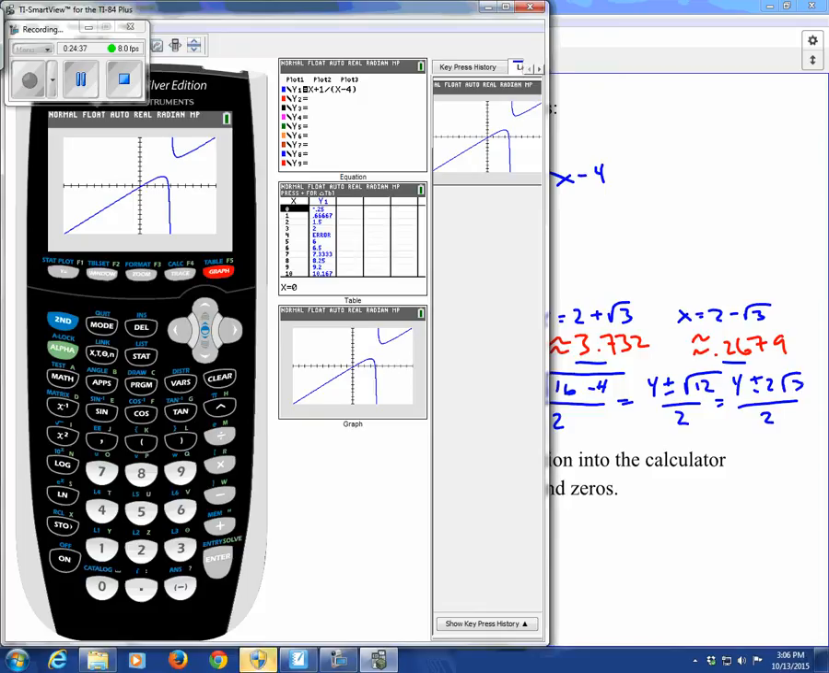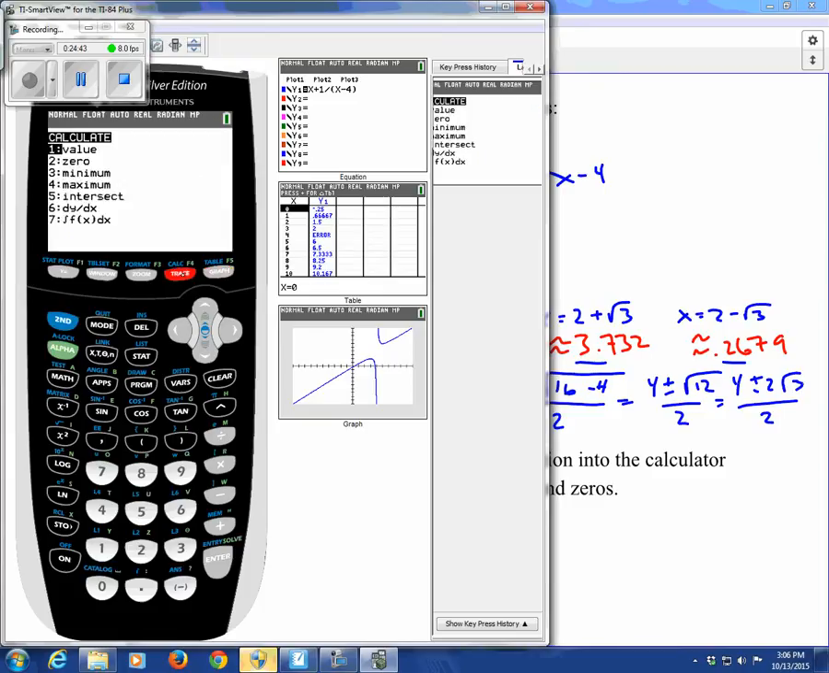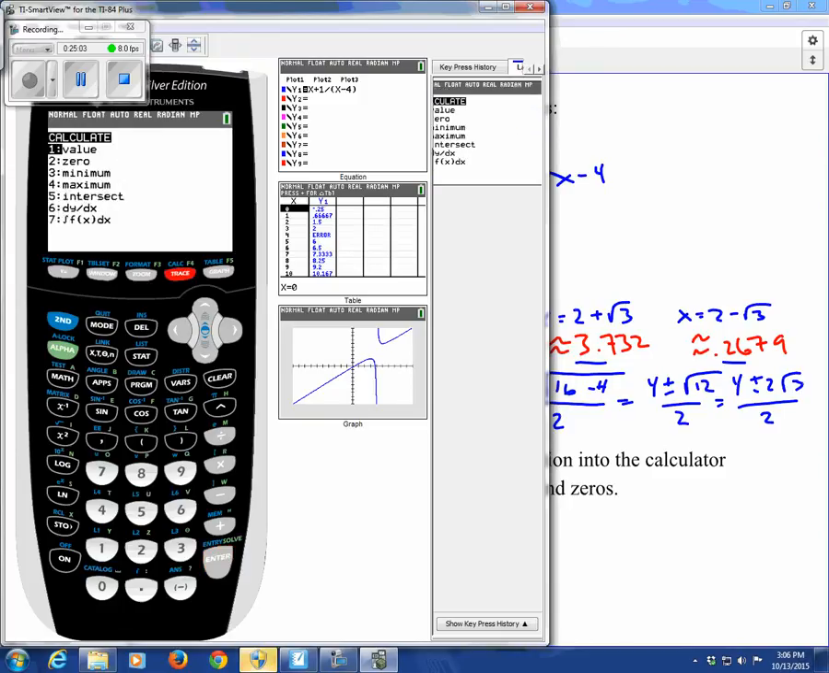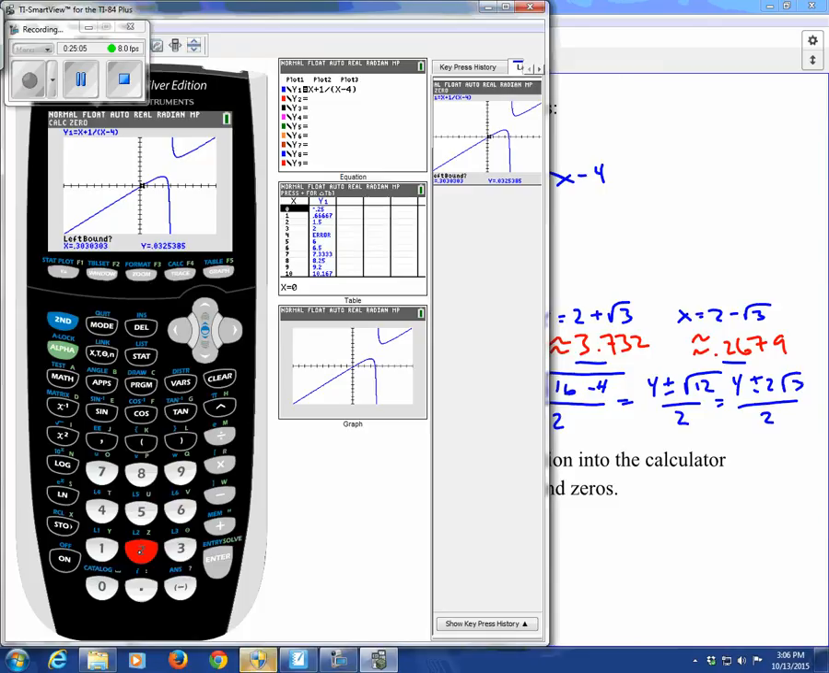We're seeing two x-intercepts that look pretty good. So right here we can go ahead and find those zeros by going to 2nd trace, zero. And right here, we would want to go a little to the left and a little to the right, and then press enter. And right here, there's our 0.2679 4919.